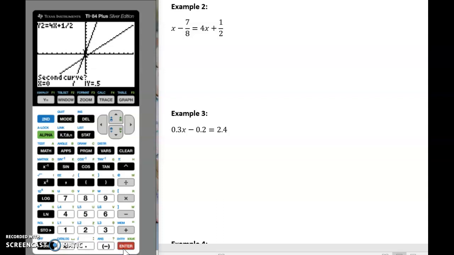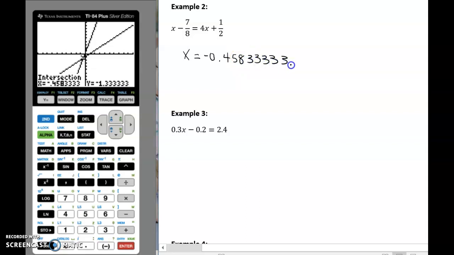It's going to jump over to the second curve, once again, very close to the intersection point, so just press enter and press enter again. And so you end up with x equals negative 0.45833 repeating. Okay, a lot of times my math lab will not accept that, so you need the fraction form.